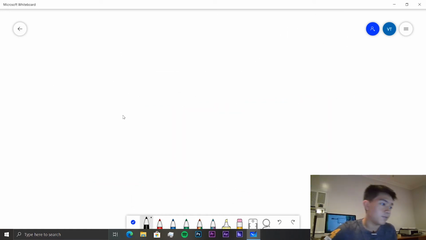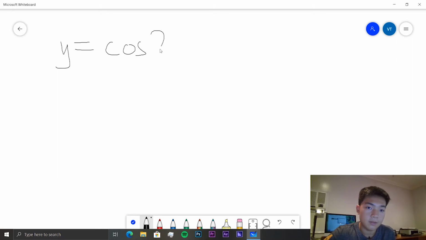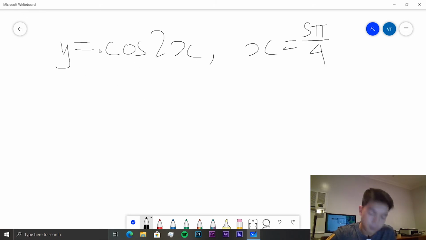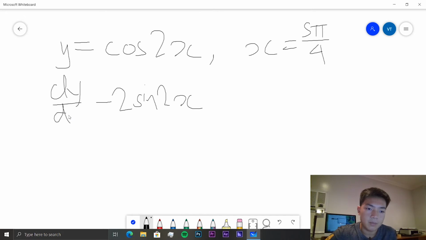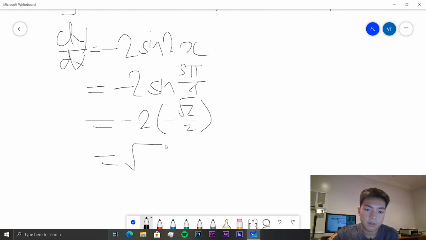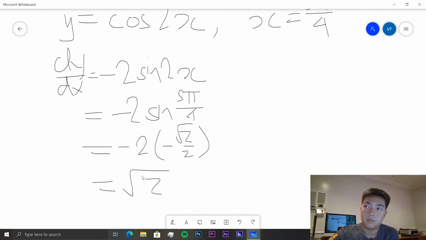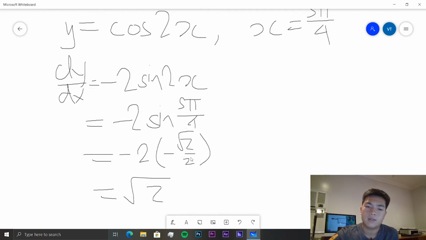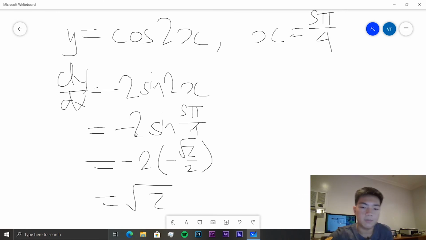Next, we need to find the gradient of the curve at the given point. The first one we need to do is y is equal to cosine 2x at x is equal to 5 pi over 4. So first we get the derivative of this, which is simply equal to negative 2 sine 2x. And so we need to plug in x equals 5 pi over 4. So this is equal to negative 2 sine 5 pi over 4, which is negative 2 times negative root 2 over 2, I believe. So this is actually equal to root 2. So the gradient at this point is equal to root 2. This is correct, because it's a cosine graph, of course. So this should be correct.